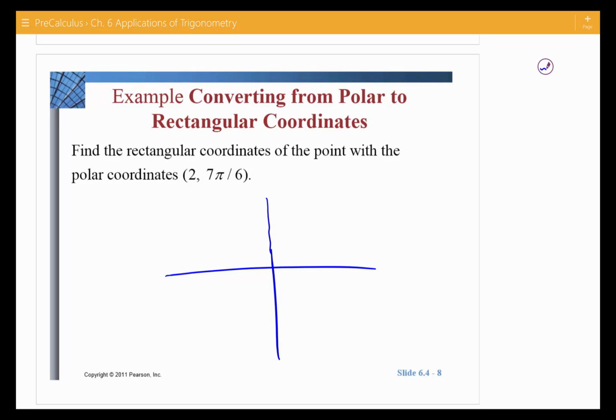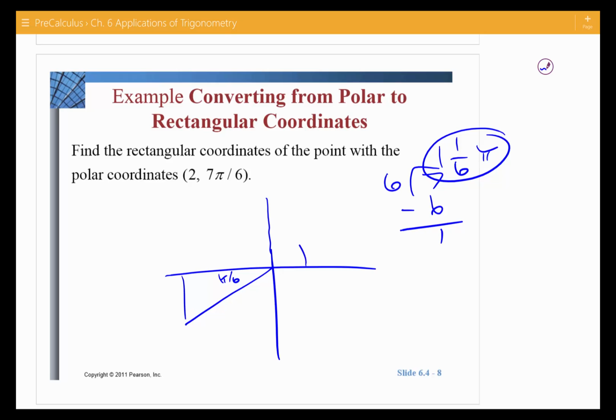So 7 pi over 6 is 1/6 pi, so this is pi over 6, more than 1 pi, right? Like I said before, if you want to split this up, do the division that you used to do in elementary school. 6 goes in 1 times, 1 times 6 is 6. When you subtract, you get 1, so it's 1 and 1/6 pi. So 1 and 1/6 means you go 1 pi plus a sixth of a pi. And then we go out 2 for the hypotenuse.